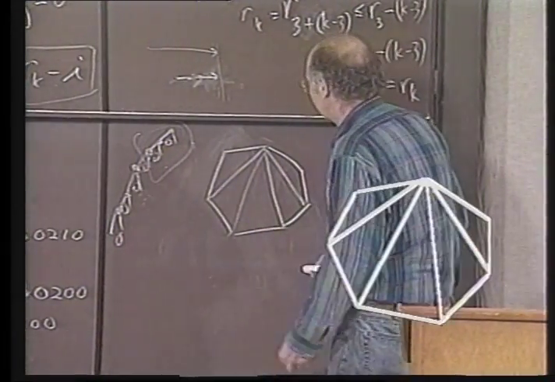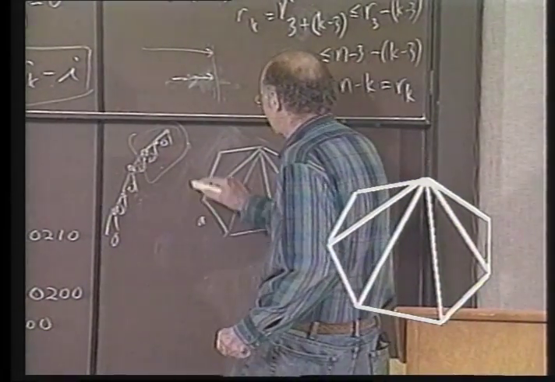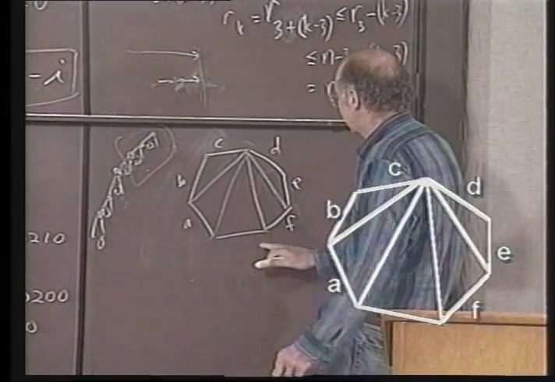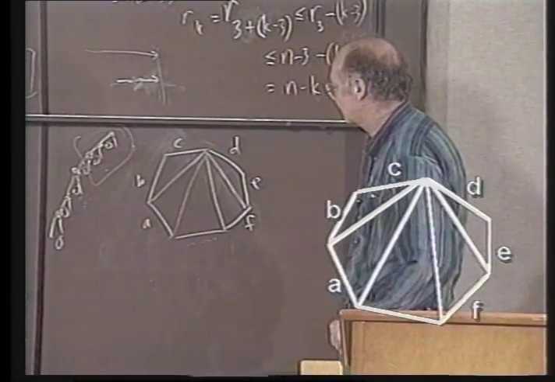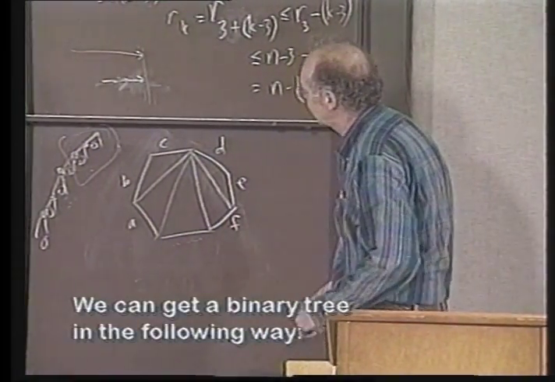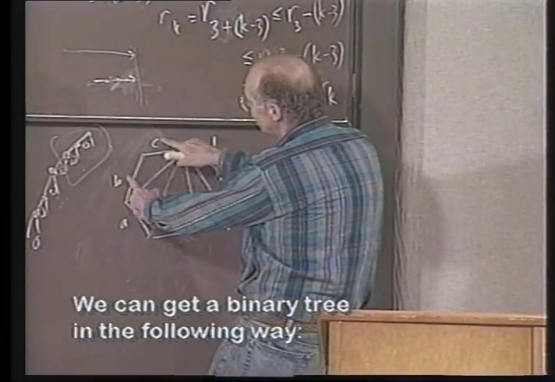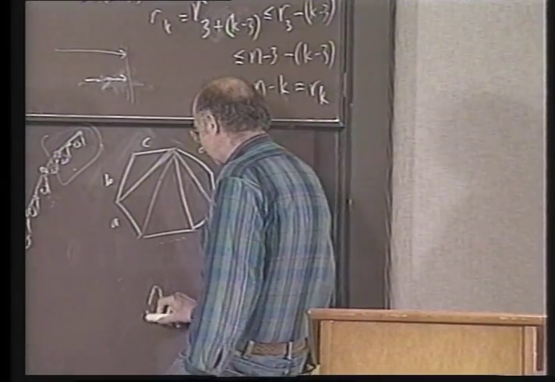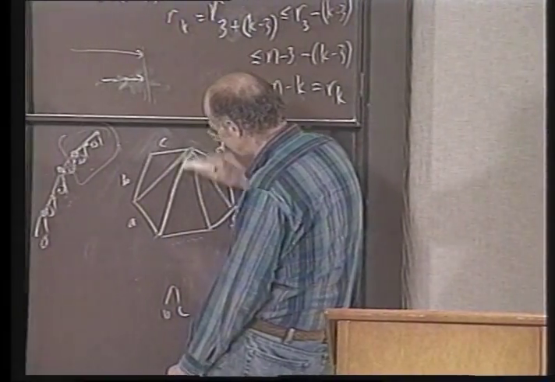This is one triangulation of a polygon. If the vertices of the polygon are A, B, C, if we call the sides and give them letters, and then we have the base and we leave it off, then we can get a binary tree in the following way. We multiply B by C, and so that's BC here. Then we take that and we multiply by A. That gives us this line.